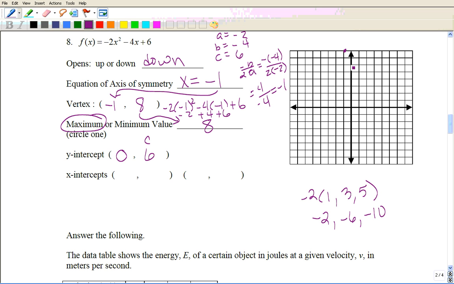So when I go out 1, I'll go down 2. Out 1, down 1, 2, 3, 4, 5, 6. And that's as much that will fit on there because we can't really go down 10 without going off the graph. So our x-intercepts are negative 3, 0, and 1, 0.